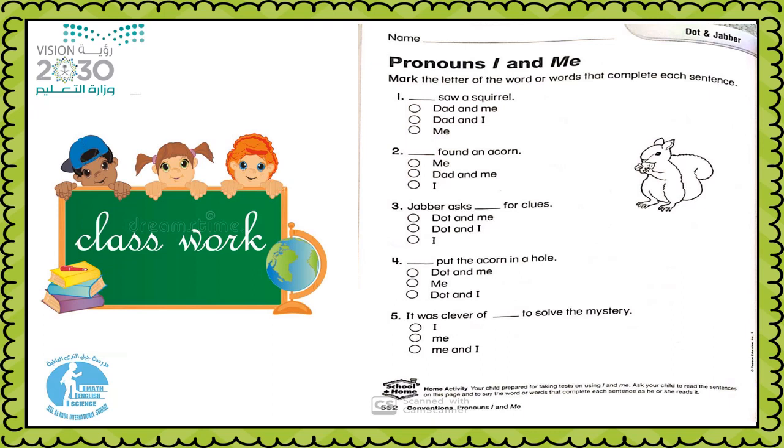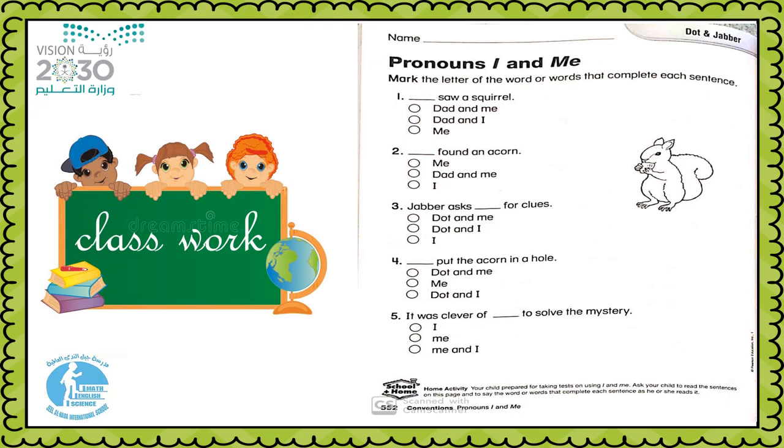Number 1. Blank saw a squirrel. Dad and me, or Dad and I, or me. We're in the subject part of the sentence, in the beginning of the sentence. Of course, Dad and I. We never start the sentence with the pronoun me. That's why the answer is Dad and I saw a squirrel.